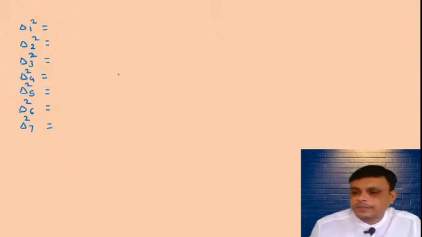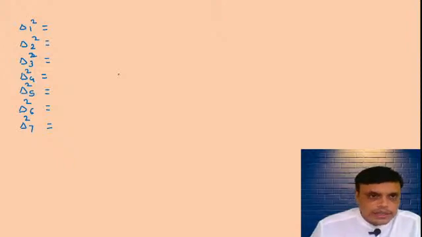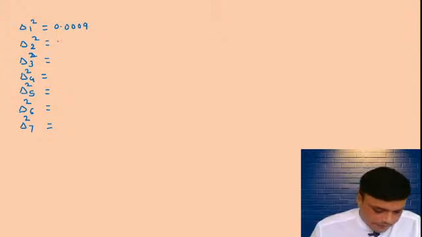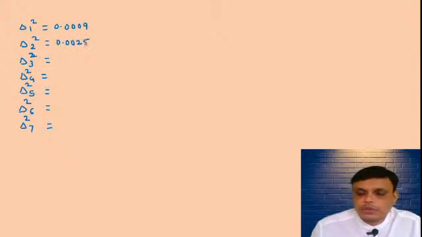Del 1 square कितना है? 0.0009, correct. Del 1 is this 0.0009. Del 2, tell me del 2. Rupesh, very good. Tell me del 2. Del 2 is 0.0025. Yes, very good.